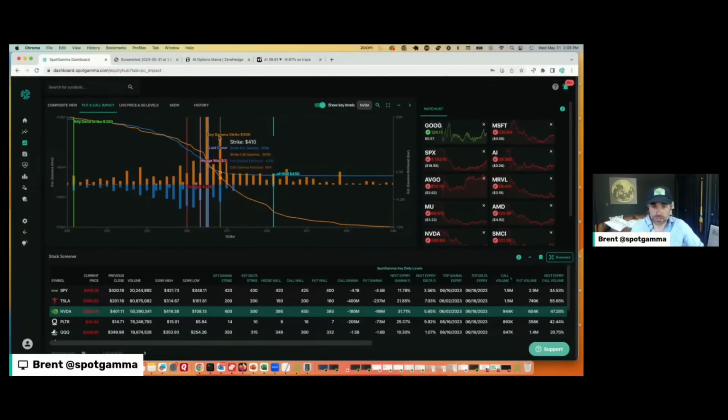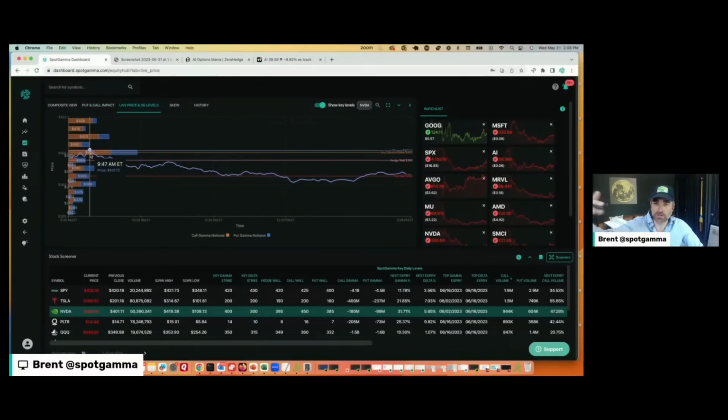levels. And so what you can see here is indeed there's a ton of positions here at 400. 400 is the biggest strike in NVIDIA. And if we look at the live price and levels, you can see we rejected right off of that level. And now we've traded a little bit lower, and we're right at what we call our put wall.